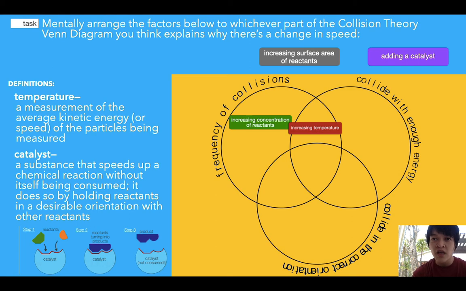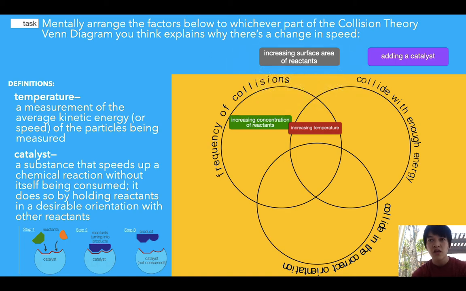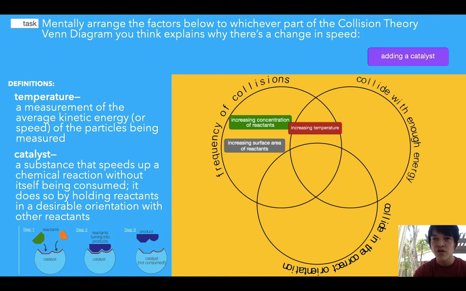Next, we have increasing surface area of reactants. Now, normally, if you have a reactant that is in a massive clump, then the particles that are in the center cannot react because there is no chance for them to collide with other reactant molecules. However, if you increase the surface area, this will expose those particles and make it possible for them to collide with other reactant molecules. That means increasing surface area will increase the frequency of collisions.